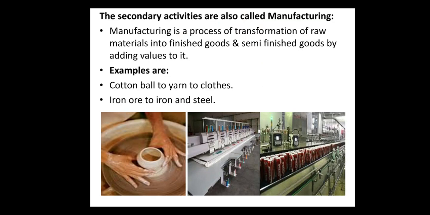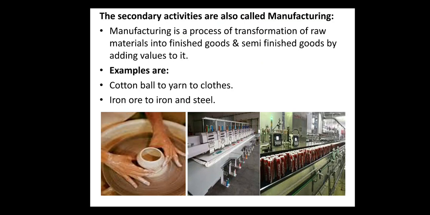For example, cotton ball to cotton yarn and cotton yarn to clothes. In order to convert cotton ball to cotton yarn, we need to do a process, and that particular process takes place in industries. And in order to turn yarn to clothes, again we have to do some process. That process generally takes place in industries.